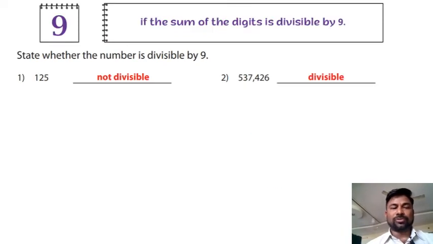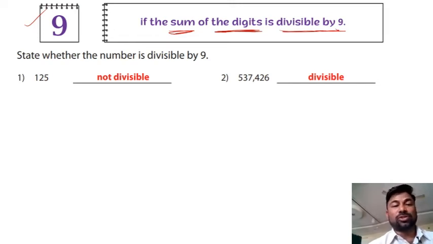Okay, so let us come back to the divisibility rule of 9. So here what does the rule say? We are dealing with the divisibility of 9. If the sum of all digits, not one digit or the first or the second, all the digits, is divisible by 9, then the total number is divisible by 9. We have to check it out. So here I have clearly given it is not divisible. Why is it not divisible? Let us check it out.